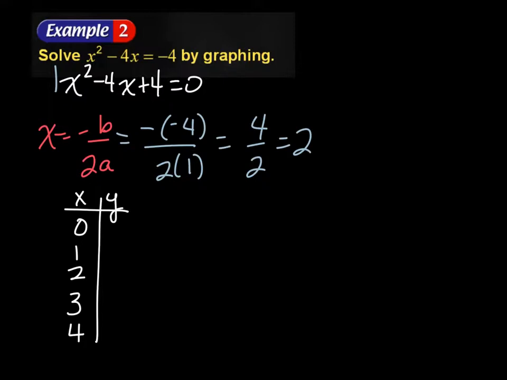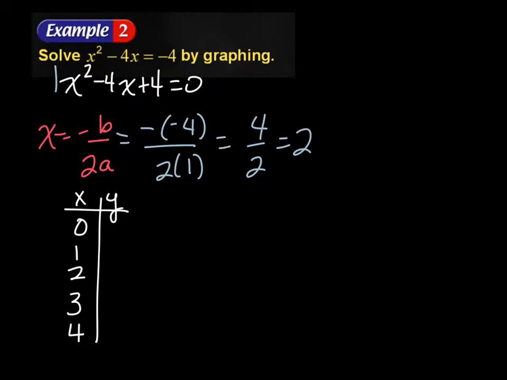I'm not going to take the time to show you pictures of the calculator again, but we're going to type it in the table function. So you're going to hit table and they give you y equals. We're going to type in x² - 4x + 4. And I picked 0, 1, 2, 3, 4 because I've got two values less than the vertex and two more, so it's nice and symmetrical.